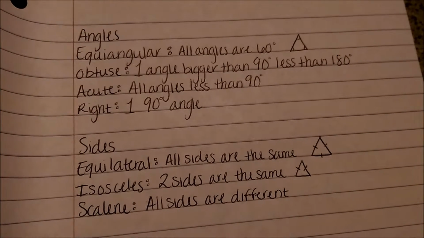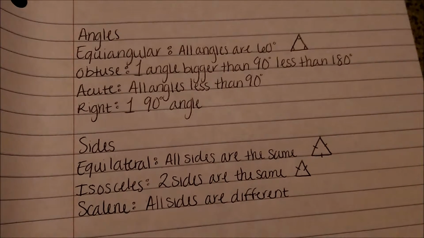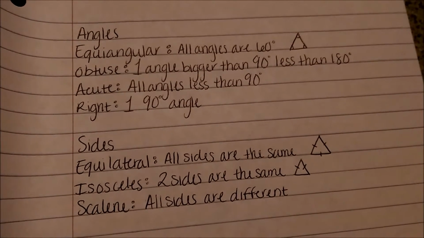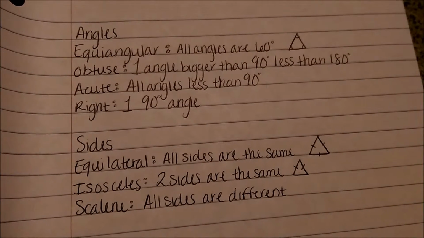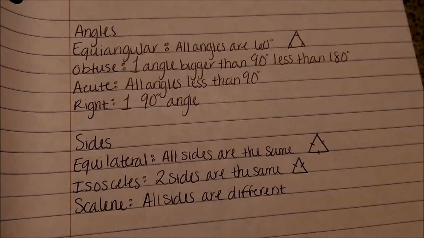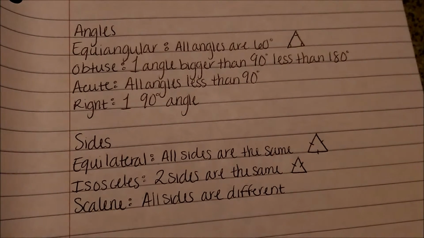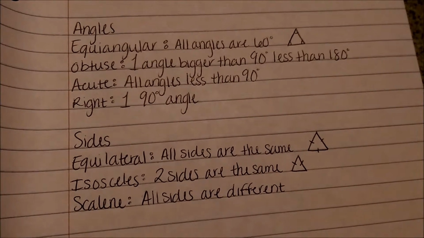Today's lesson will be about right trigonometry. Let's review angles. Equiangular means all angles are 60 degrees. Obtuse means you have one angle bigger than 90 but less than 180. You have an acute angle, where all angles must be less than 90 degrees. When you have a right angle, that means only one will have a 90-degree angle.